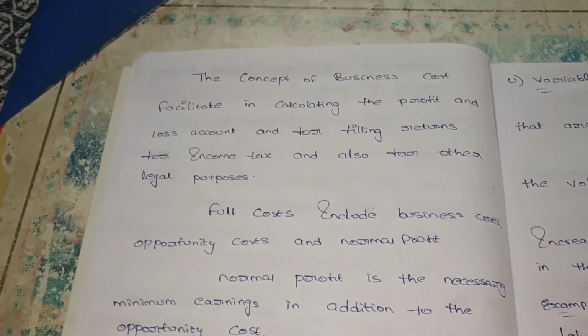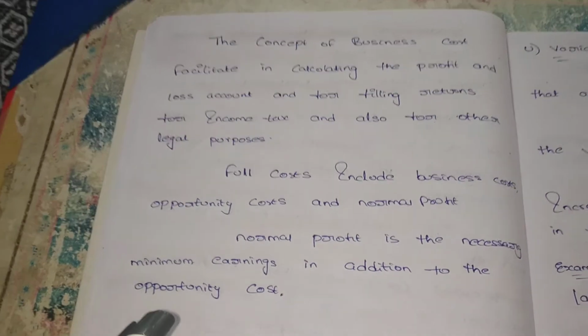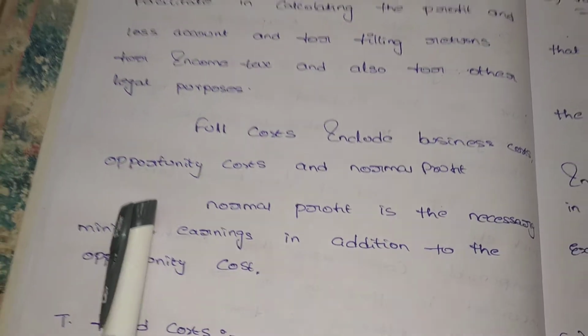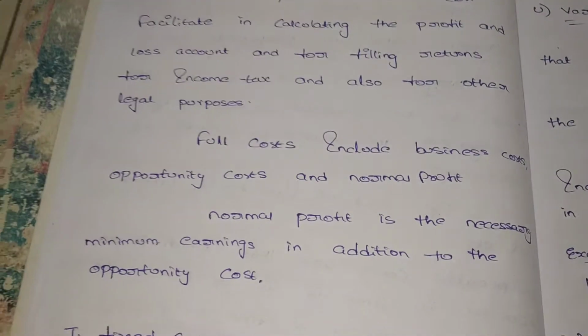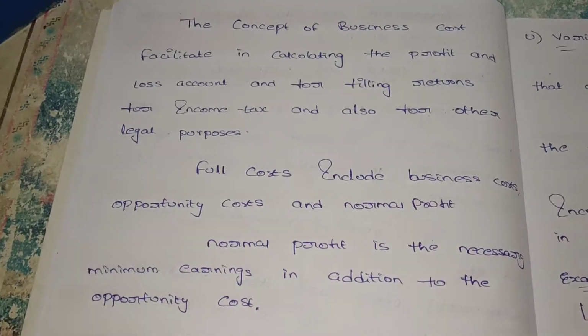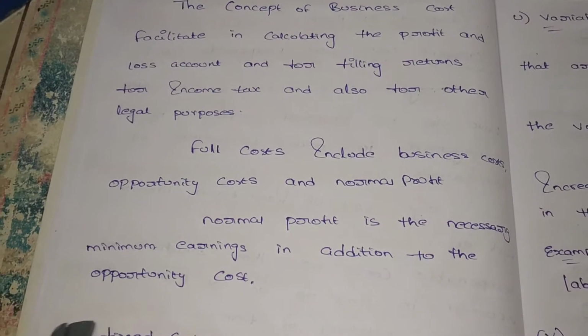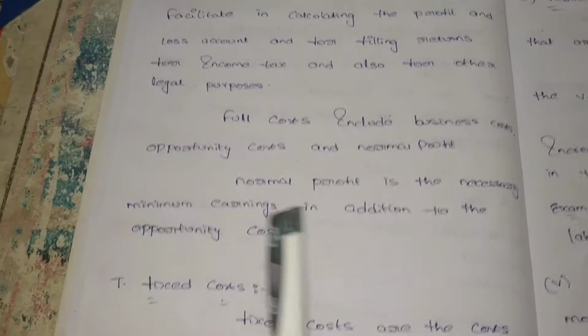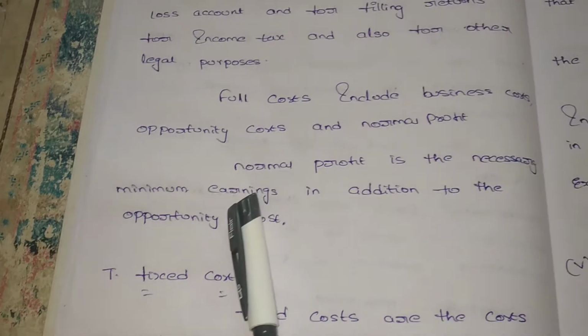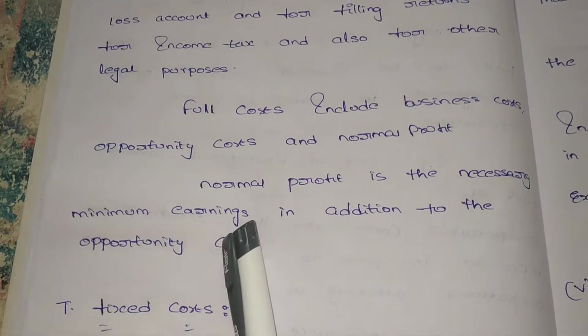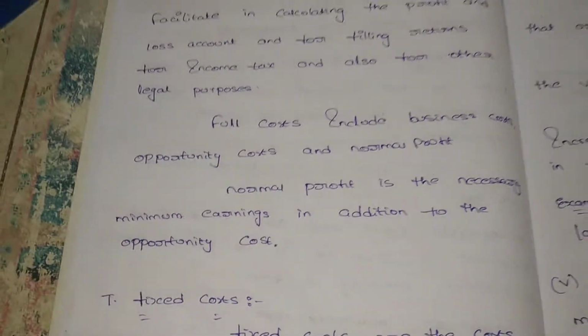At the time of doing business activities, all the costs we incurred come under the business cost. And opportunity cost we already discussed in yesterday's class. The next best alternative we can say is an opportunity cost. And we are discussing normal profit. What is the normal profit? Normal profit is the necessary minimum earnings in addition to the opportunity cost.